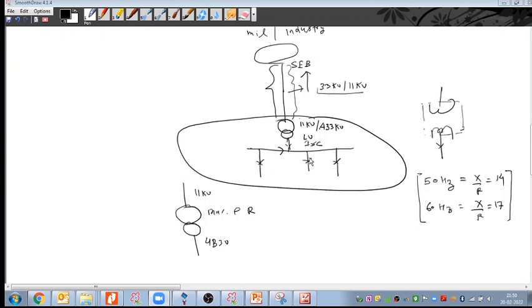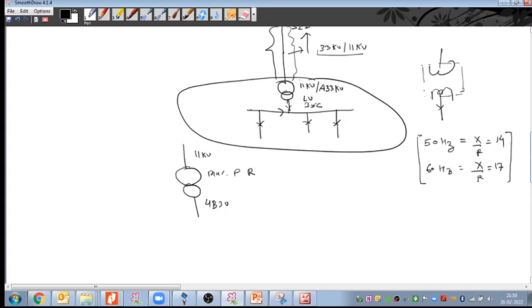No, no, Raghunath. Not P equals VI. We are not in a DC system, Raghunath. See, let me tell the formula then. Power factor, no power factor, Raghunath, no power factor at all. Let me tell the overall concept.